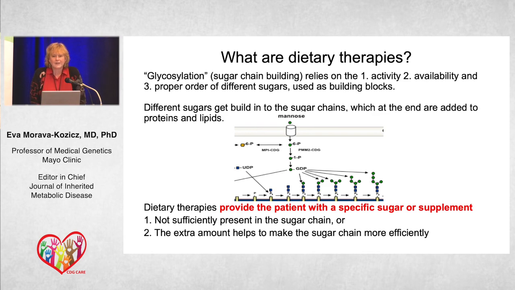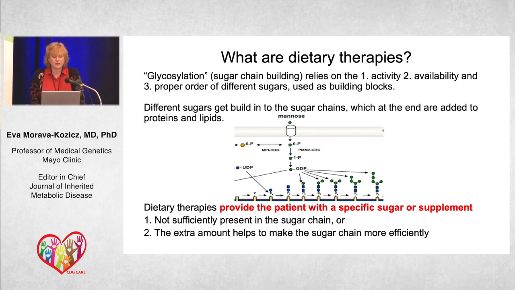So what are dietary therapies? This is not dietary therapy. That would be probably an infusion therapy frequently given IV, right? But there are other therapies which we are using every day in CDG to improve glycosylation. So different sugars would get built into the sugar chain, and if you miss them, you try to give more and hope that the glycan chain will get restored.